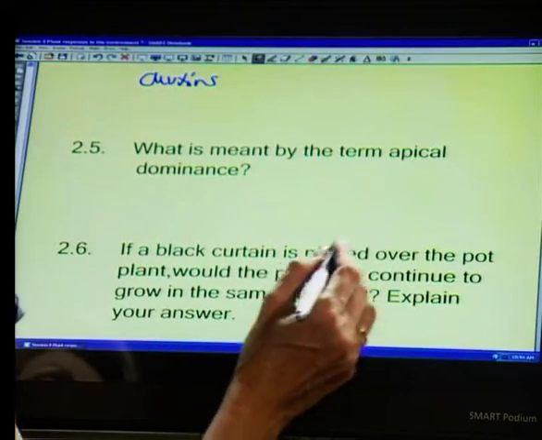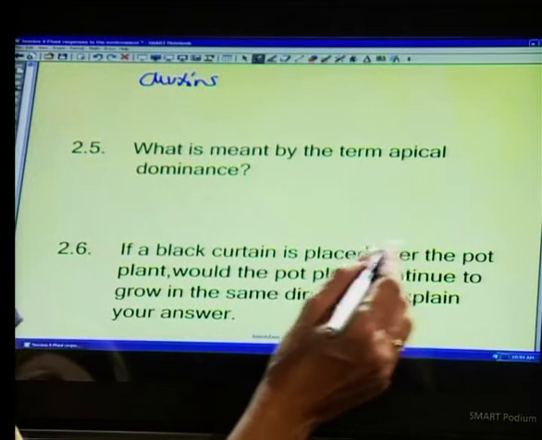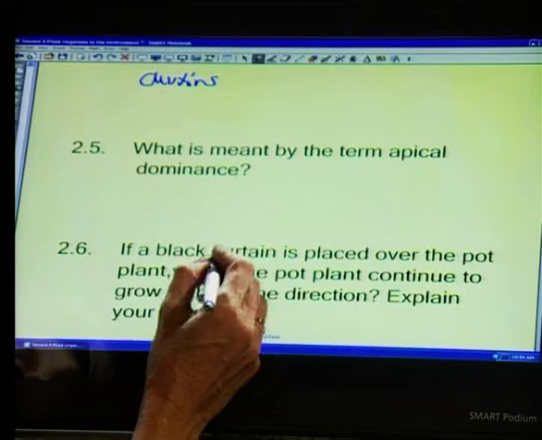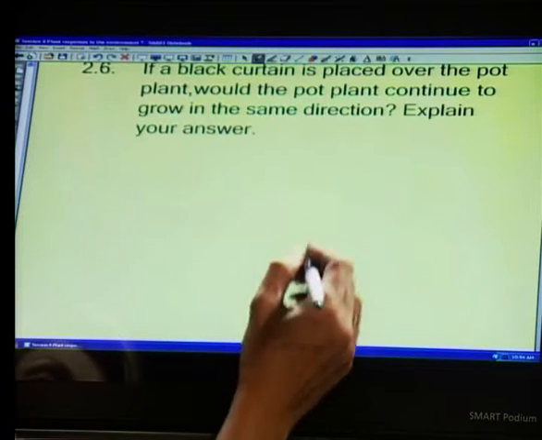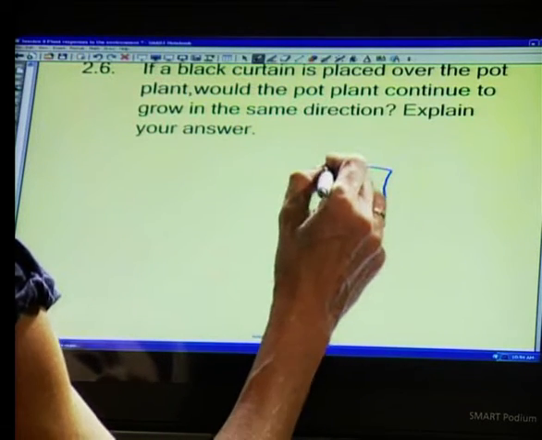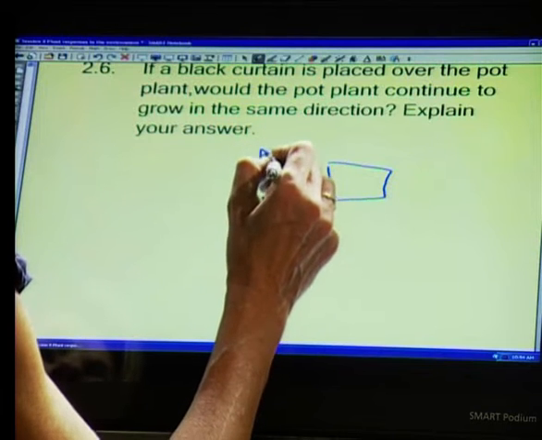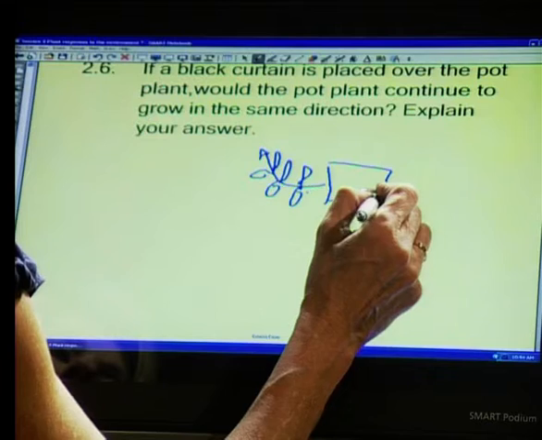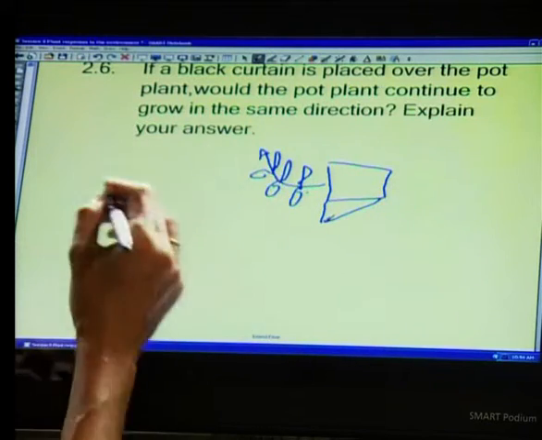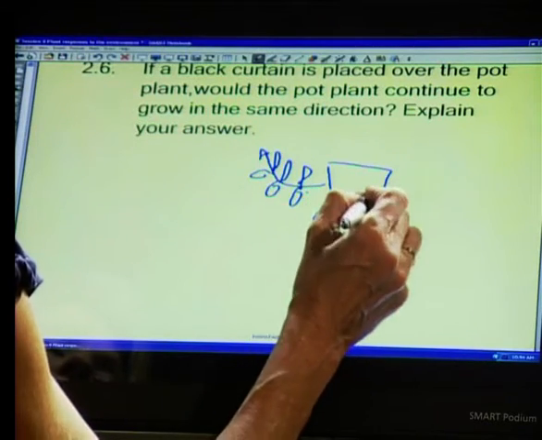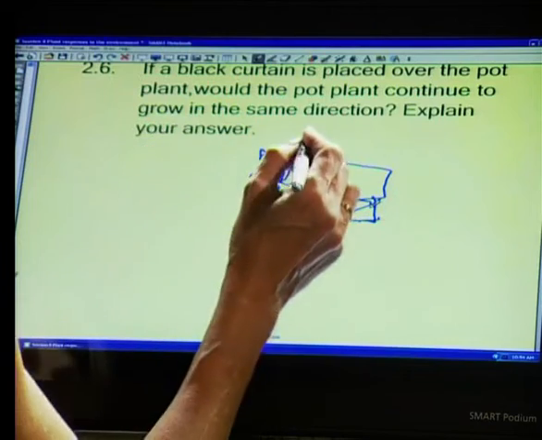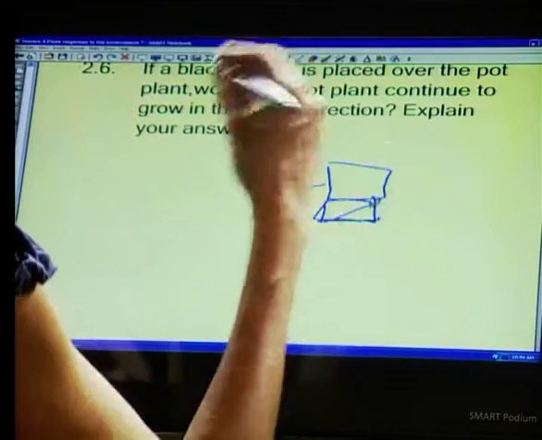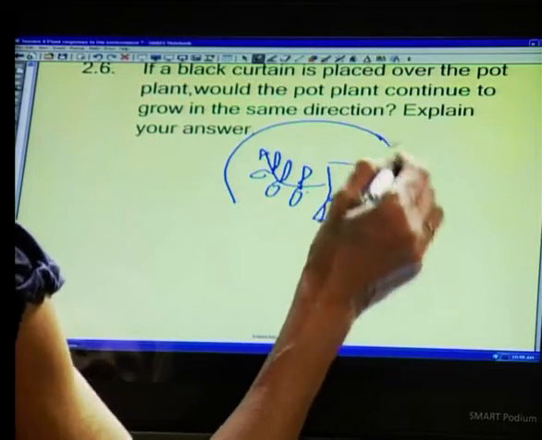If a black curtain is placed over the pot plant, would the pot plant continue to grow in the same direction? Explain your answer. Now remember, we're going to take this little plant, okay? We're taking our little pot plant, which has now started to grow upwards. And by having it grow upwards, what's going to happen? Because remember, it's on that little block thing. Now, it's going to grow upwards, we know this, because of auxins. Now we take a big black curtain, and we chuck it over this plant.